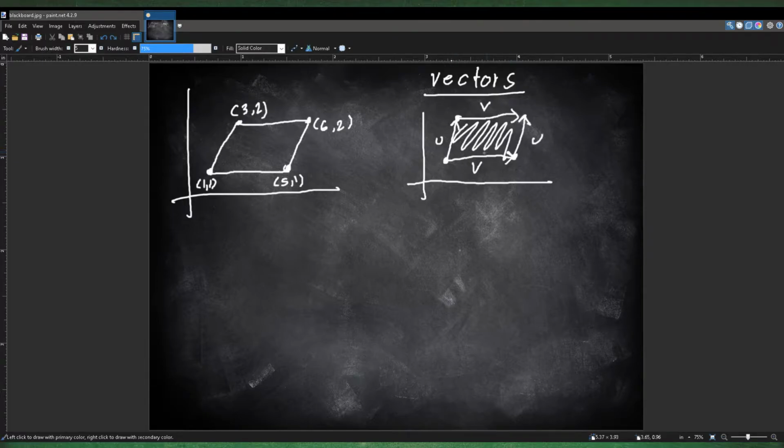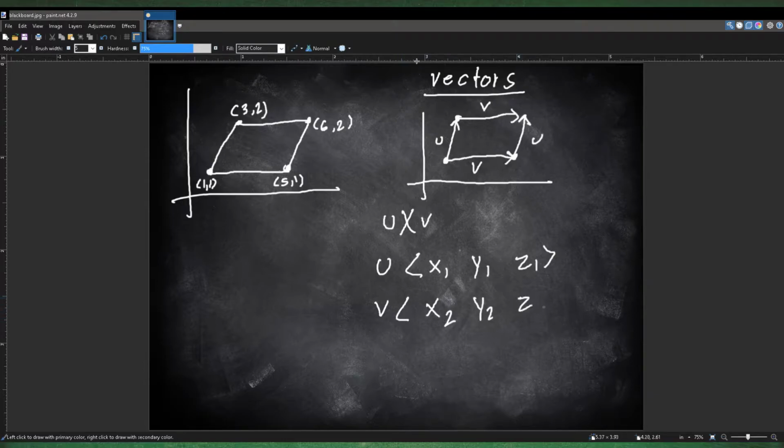So how do you find the area of that parallelogram? Well, we use something called a cross product. We could use the cross product of u and v or the cross product of v and u. It doesn't really matter because it's just two vectors. So using these two vectors, we could define u as x1, y1, z1, and vector v as x2, y2, z2, because these are just lines.